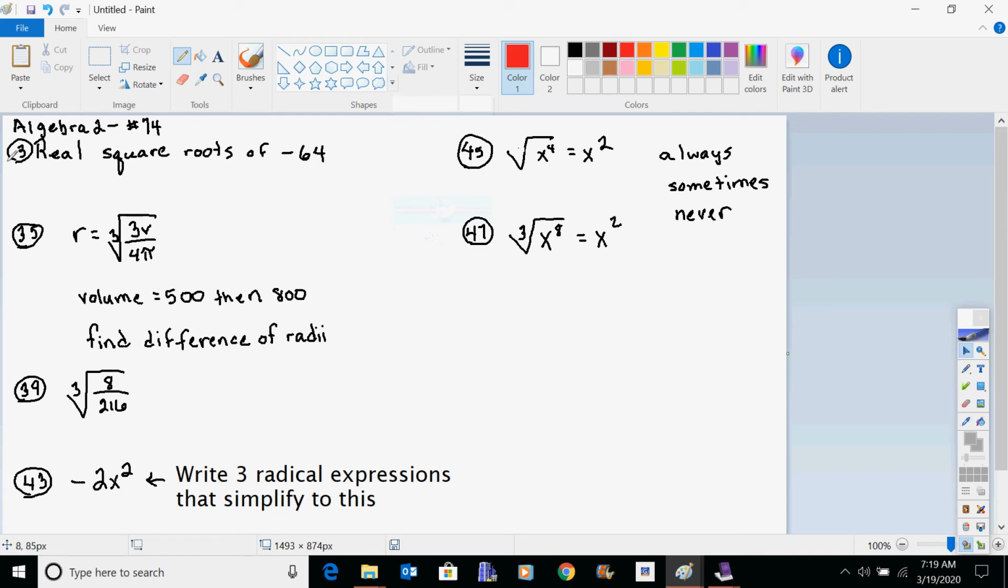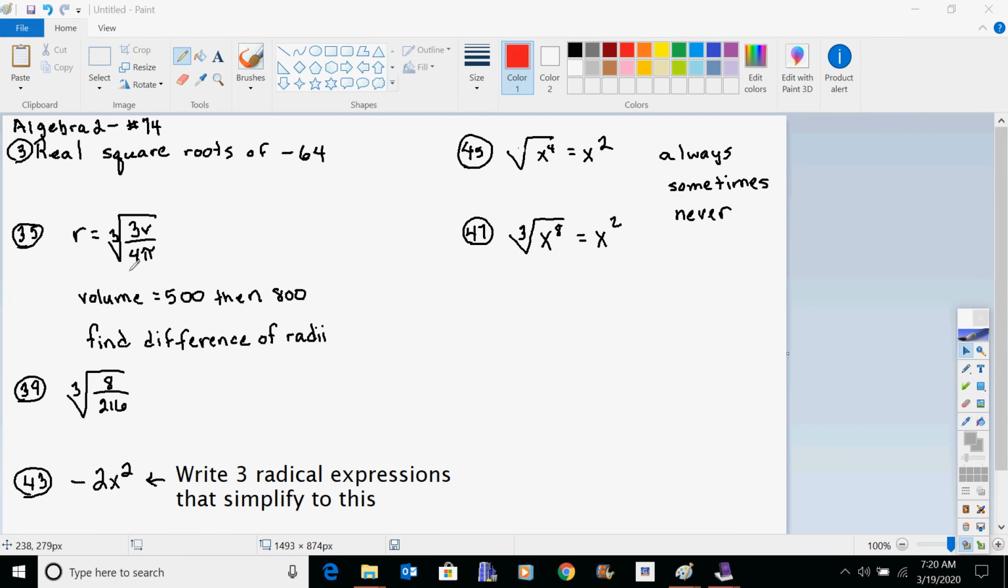The first one somebody asked about was question number 3, about what are the real square roots of negative 64. Well, the thing is, for this one, there are no actual real square roots of negative 64. If you'll remember, if you're trying to take the square root of negative 64, you would come up with something like 8i, and i is imaginary, so there are no real square roots of negative 64.